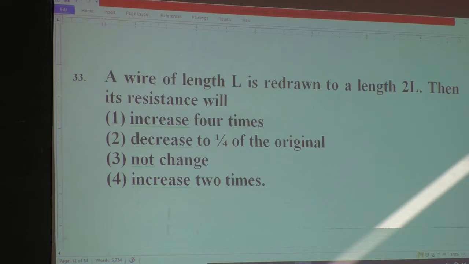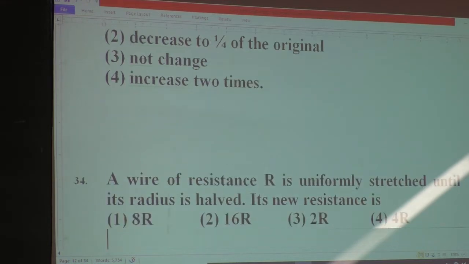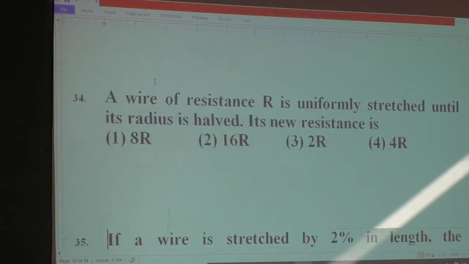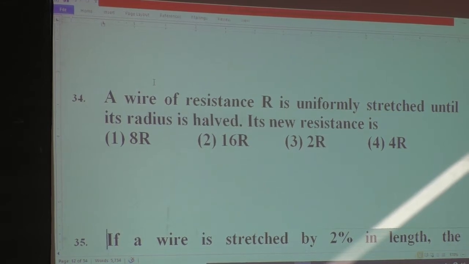Okay, next question we will move. So we can do this now very fast. A wire of resistance R is uniformly stretched until its radius is halved. When the radius is halved, the resistance changes by n to the power 4. You know that resistance is... okay, we will discuss this now.